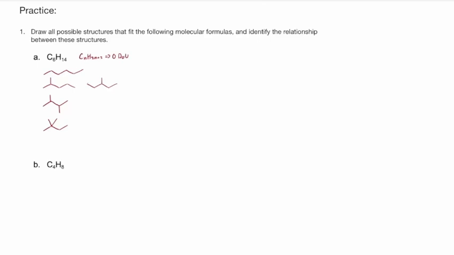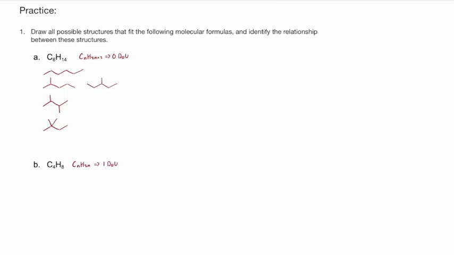Moving on to the next question. Once again, before we begin drawing structures, let's quickly calculate the degrees of unsaturation for this hydrocarbon using our same equation. We have 4 carbons, 8 hydrogens, and no nitrogens or halogens. Plugging these values into our equation, we get that the molecule has 1 degree of unsaturation.